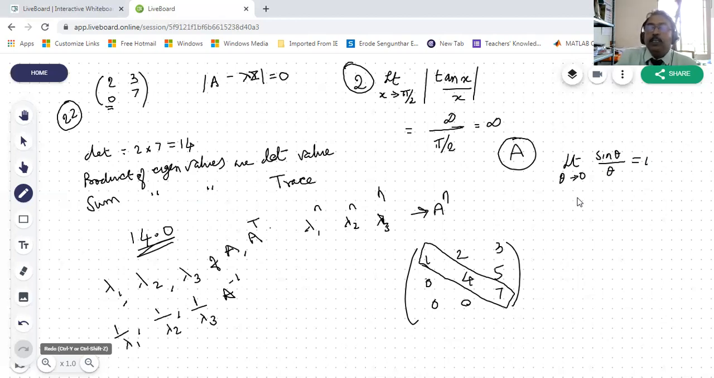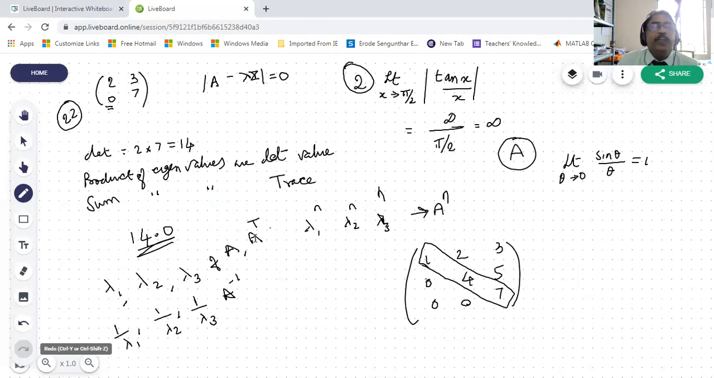And similarly, L'Hospital's rule, popularly known as L'Hospital rule. It is not "Lay Hospital"; it is the name of a mathematician. You can use the L'Hospital rule for this. So what is the next question?